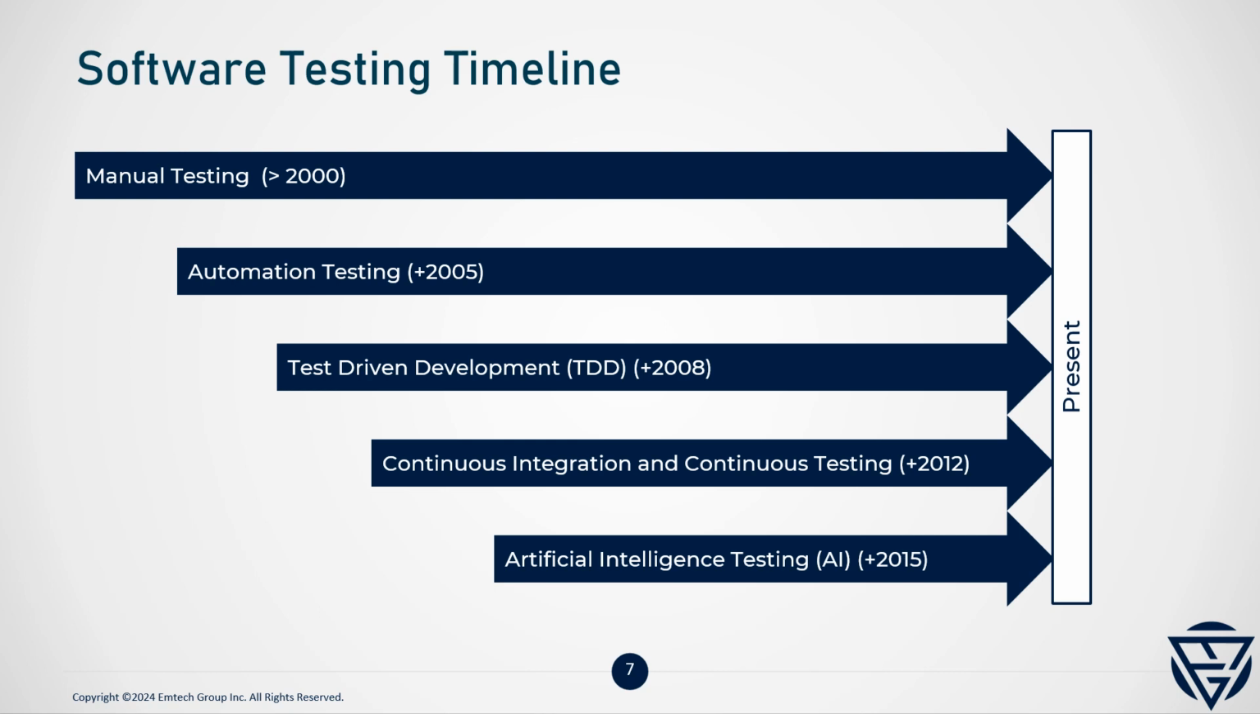Artificial intelligence testing started in 2015, and it has increasingly become a big change in how we do software testing. Some of the ways we apply artificial intelligence to software testing are the following. Predictive analysis.